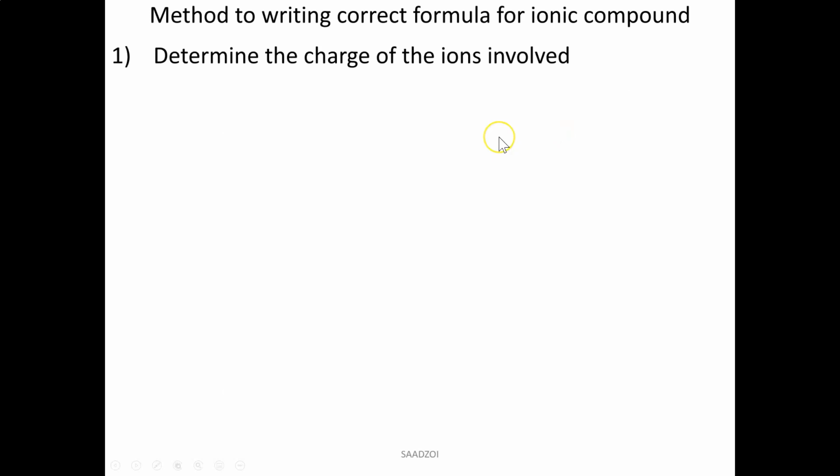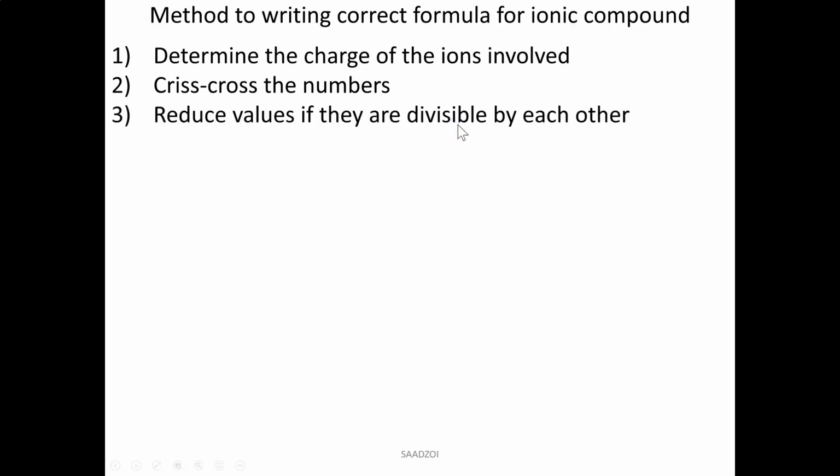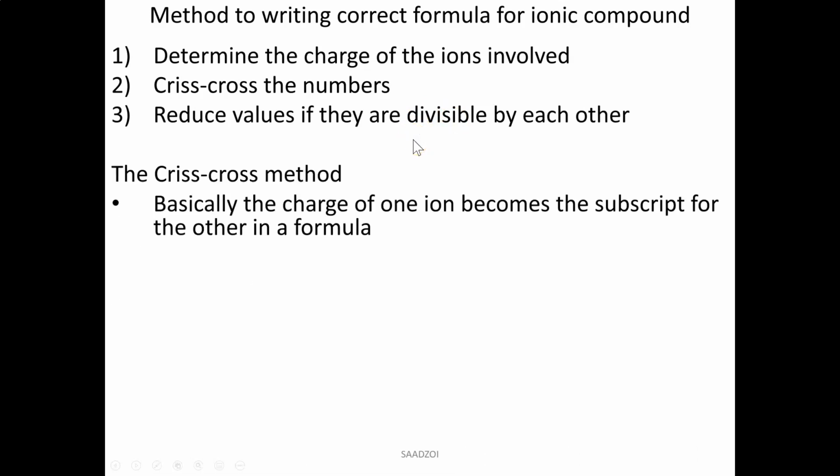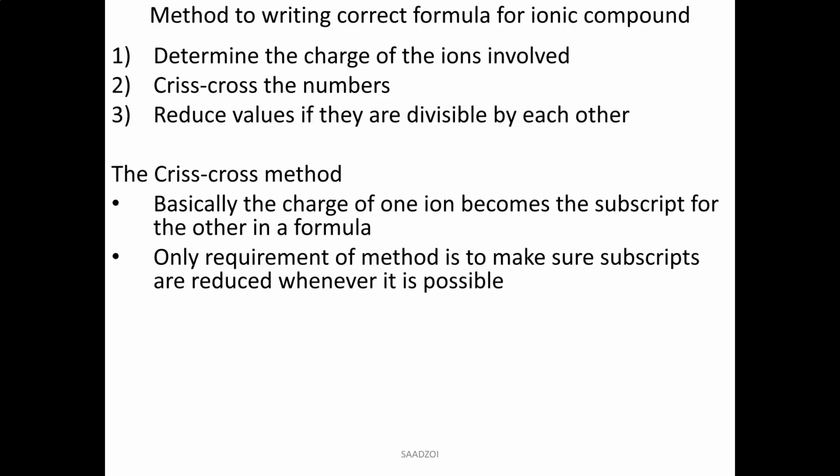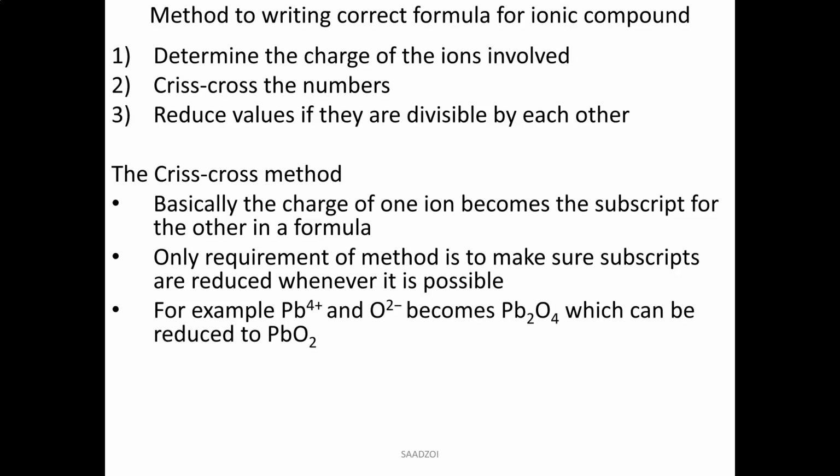All right, method of writing correct formulas for ionic compounds as follows. 1, determine the charge of the ions involved. And 2, crisscross the numbers. Really simple. 3, reduce values if they are divisible by each other. And I'll show you what that looks like in a second. So here's a crisscross method. Basically, the charge of one ion becomes a subscript for the other in the formula, and vice versa. The only requirement of this method is that you got to make sure that the subscripts are the lowest possible multiple of each other. I'll show you what that looks like.